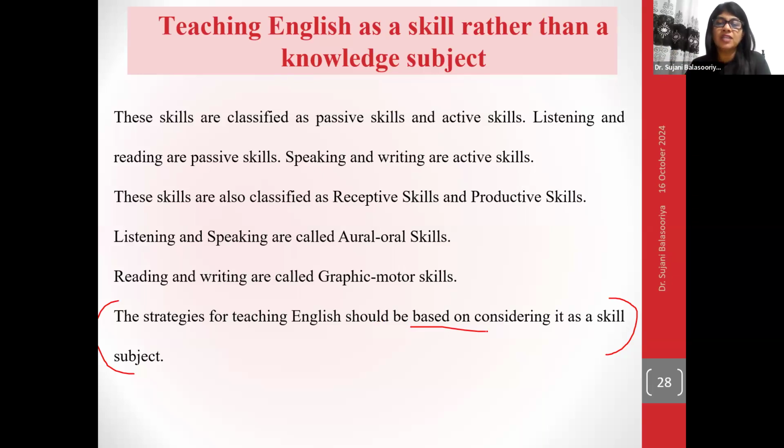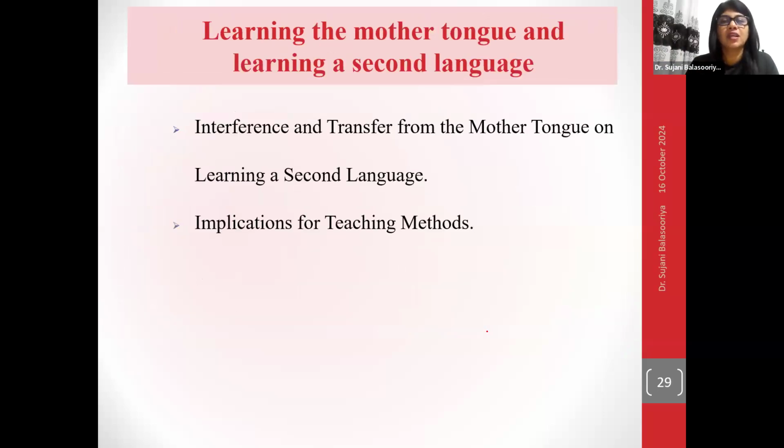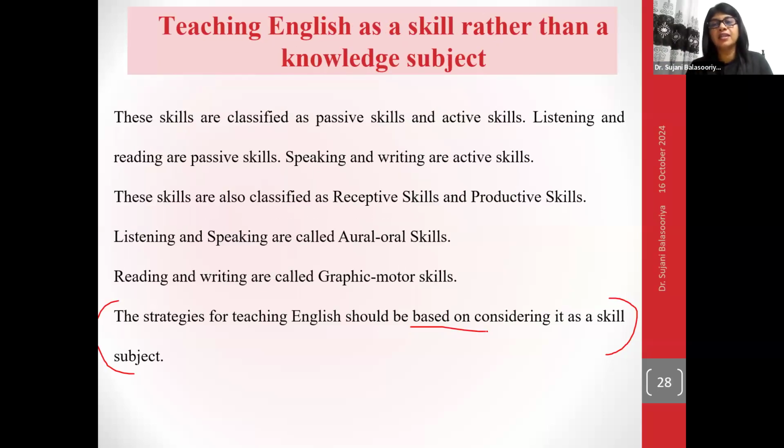You need to teach English as a skill subject, not as a content subject. So you can't apply the same theories or techniques or methods you apply to teach mathematics, science, or health, whatever, right? As language is a different one, a skill subject. Okay, right. So that is the idea expressed here.